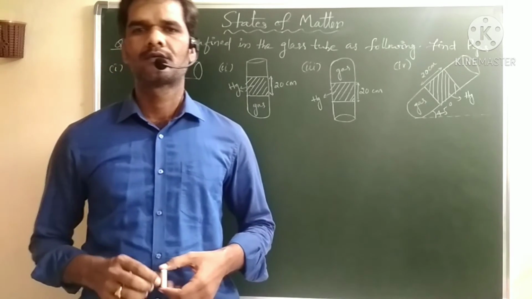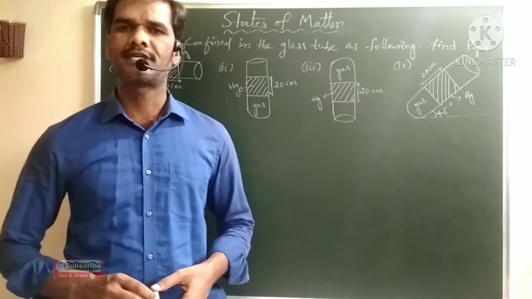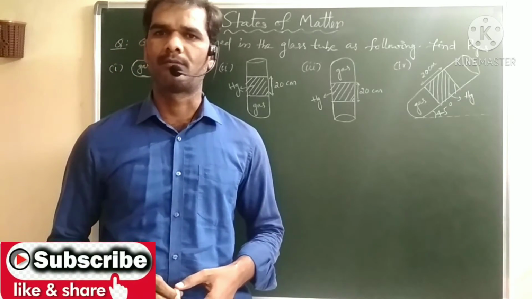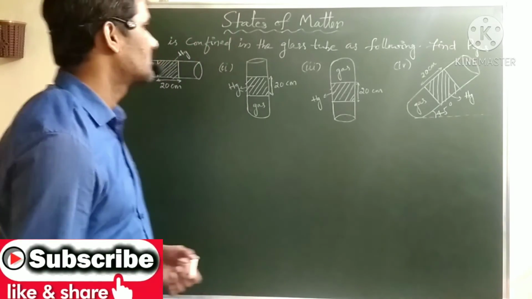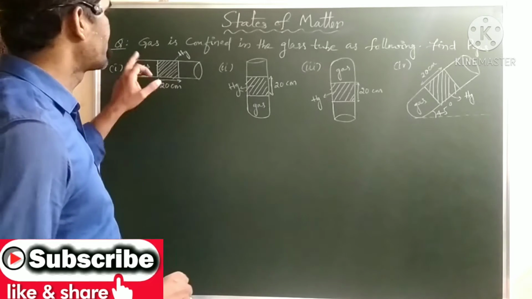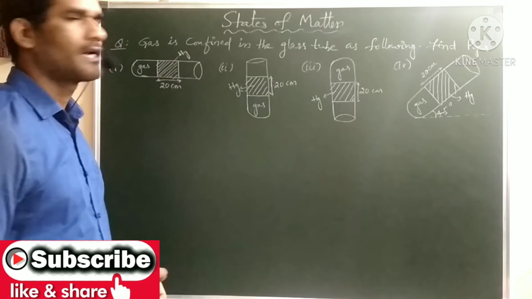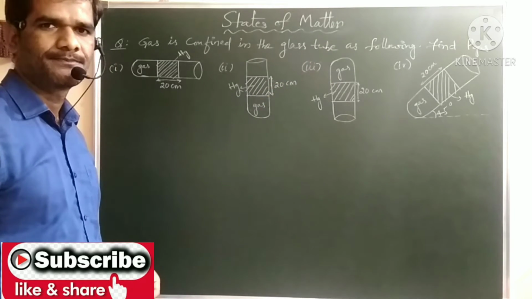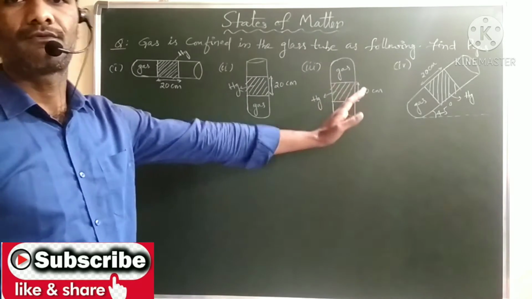Hello everyone. In this video we will see some numericals related to the barometer and manometer. The first question: a gas is confined in a glass tube as follows, then calculate the pressure of the gas. There are four cases.